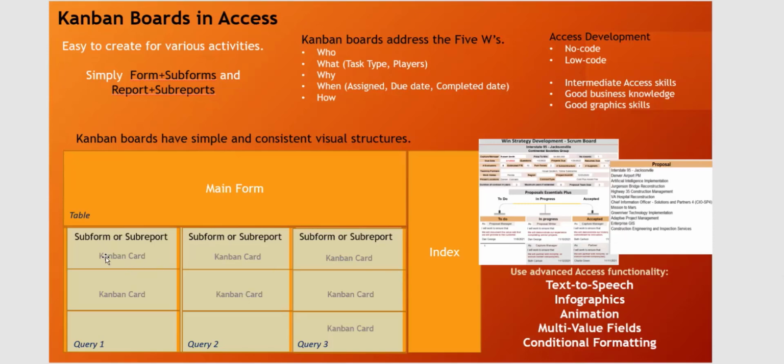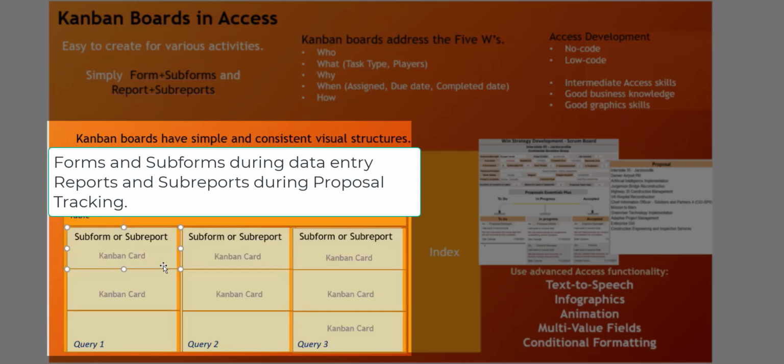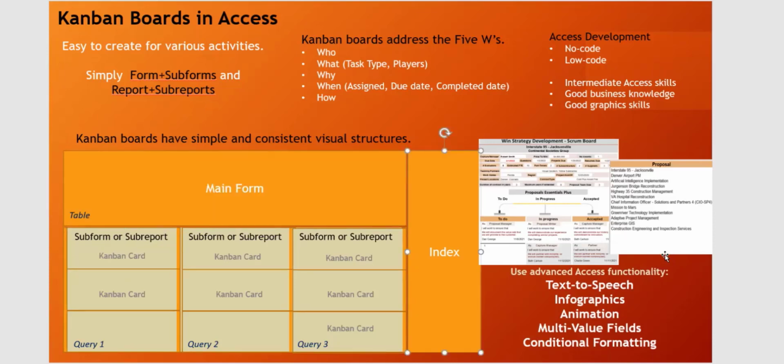Each column, and there are here 3 columns, has a Kanban card in it. And this box here represents the main form. These boxes represent the subforms. Or once you get through the data entry stage, those become reports and subreports. And then the indexes are just a way to tell you which proposal you're working on if you're doing proposals.